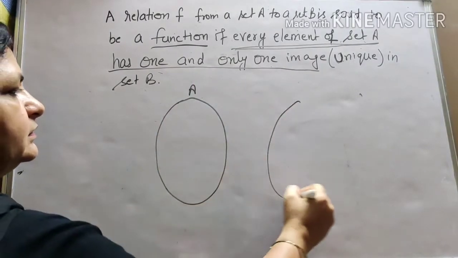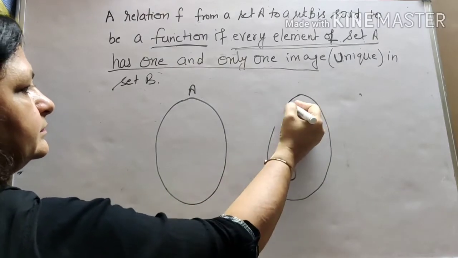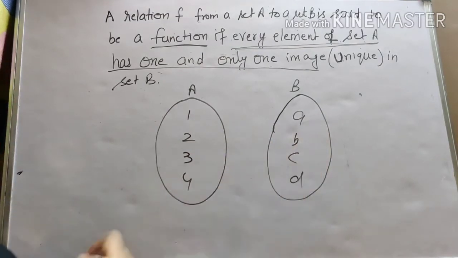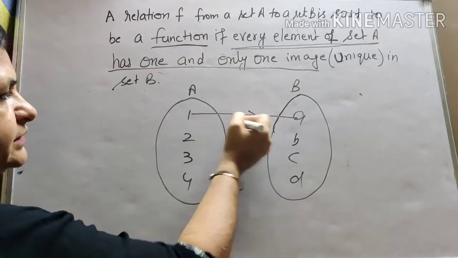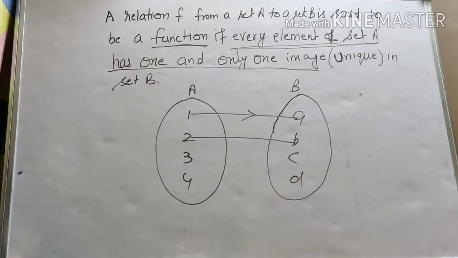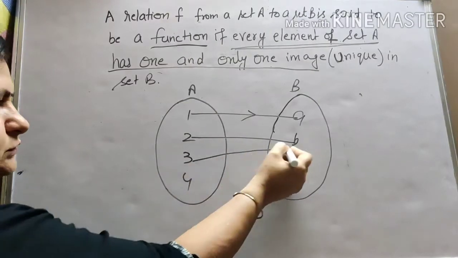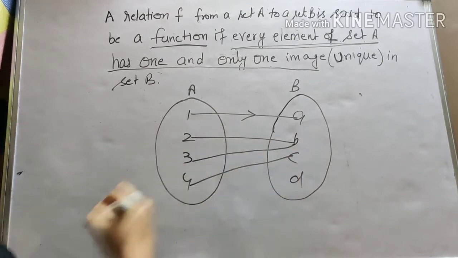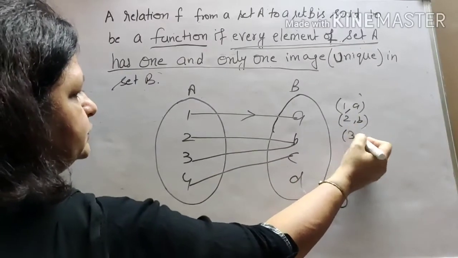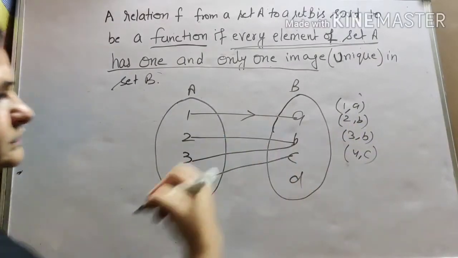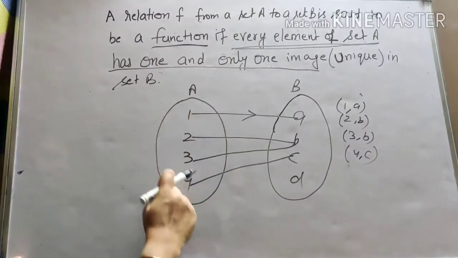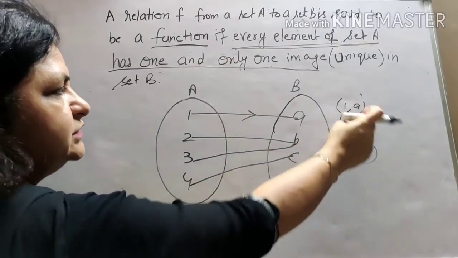Set A is given. Set B is given. 1, 2, 3, 4. A, B, C, D. Now, if it is given 1 has image A, B is the image of 2, image of 3 is also B, image of 4 is C. It means 1 is related to A, 2 is related to B, 3 is related to B, 4 is related to C. Now this relation is a function because every element has a unique image in B.